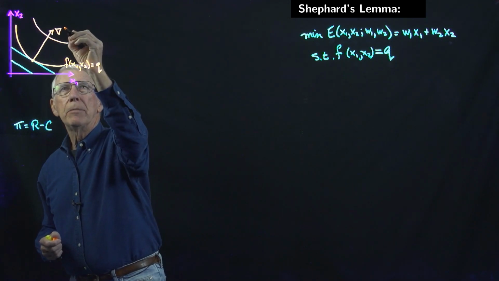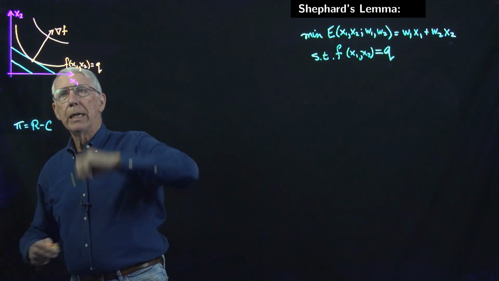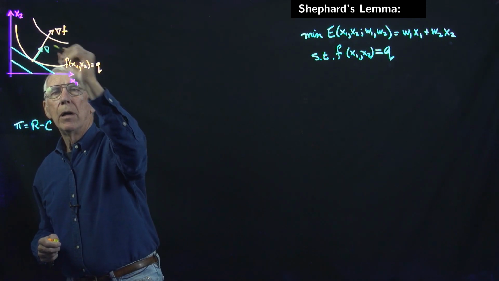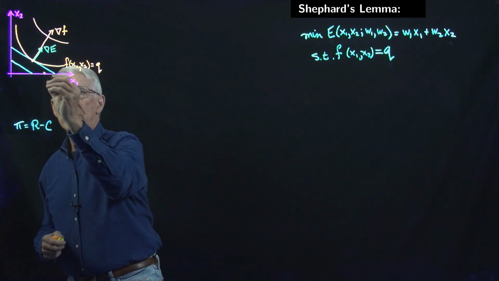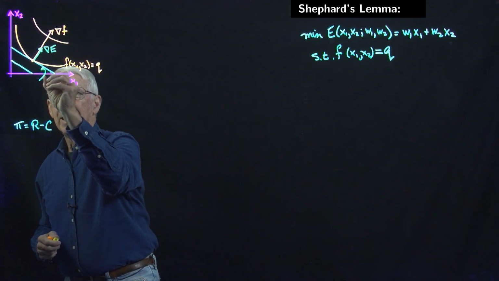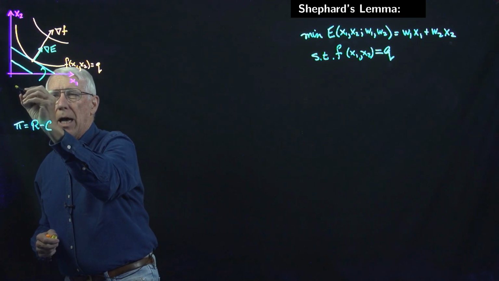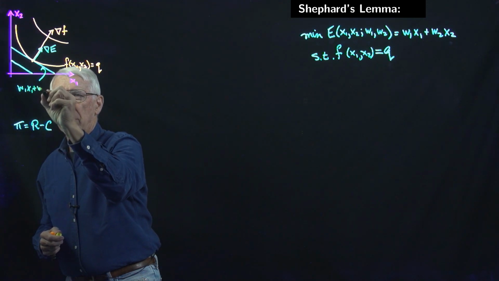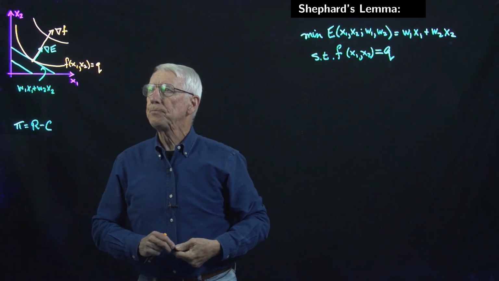Well, it's the gradient of the production function. And let's put in here the gradient of the E function, the objective function. And let's note too, by the way, that this is a contour of the objective function. So this is, let's say, just W1x1 plus W2x2 for particular x1 and x2.